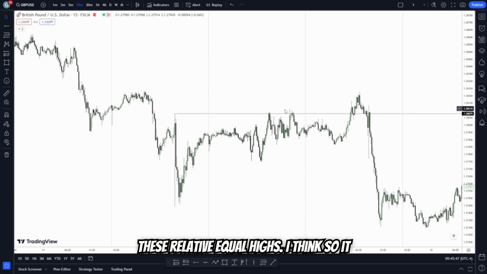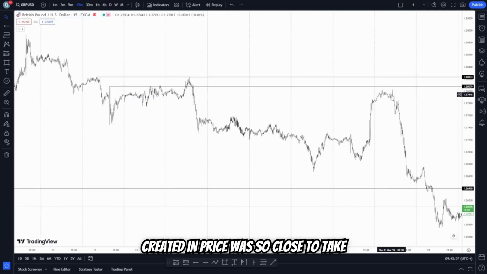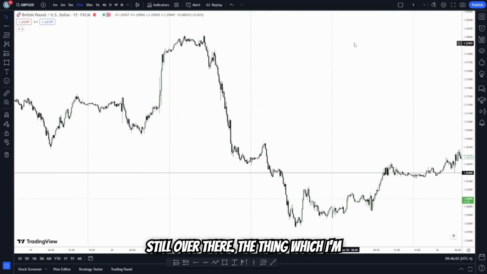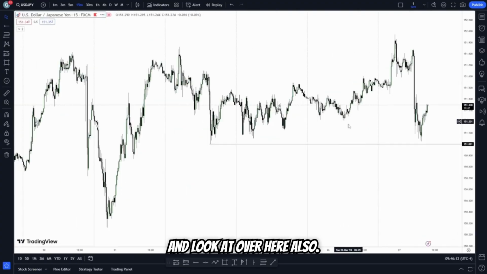So it went up and took these relative equal highs. I think it took this high also, or it created equal highs. No, it created an equal high. Price was so close to taking this high, but it was not able to reach there. The thing I'm trying to say is look for this setup on each and every pair. Okay, and look at it over here also.